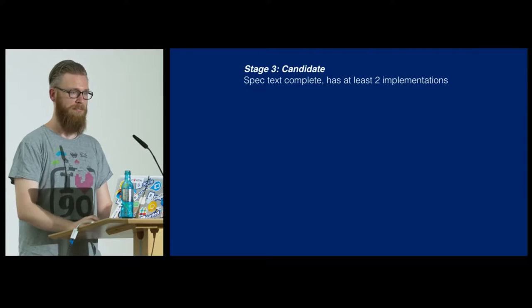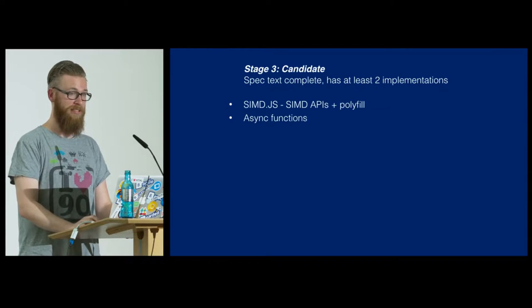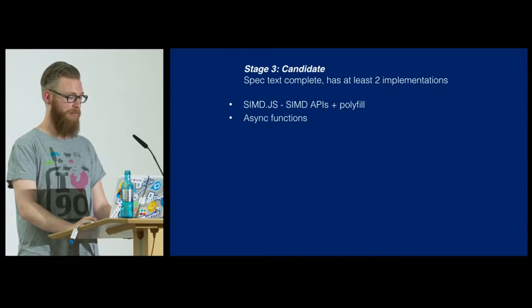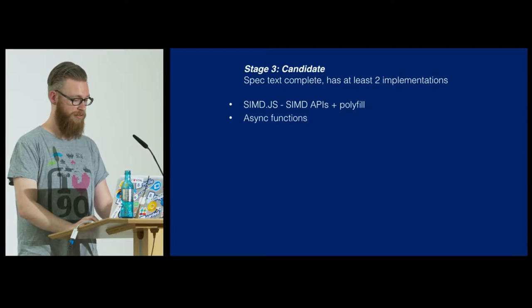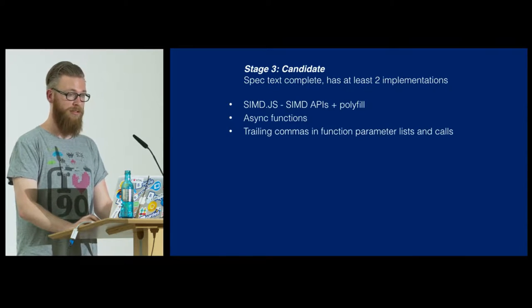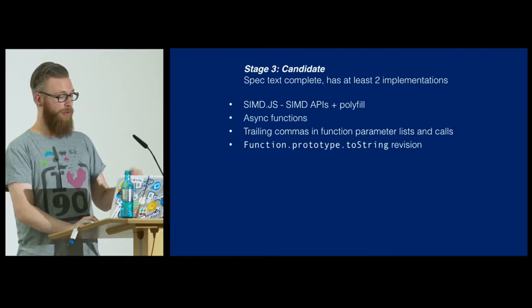These are a lot bigger improvements. One of them is SIMD, which also has a polyfill. I will explain later what it is. It has the async functions, which was actually the other half of my talk before it was cut from this year's version. It has trailing commas in functions, and it has the Function.prototype.toString revision. I will tell you a little bit about the first three.